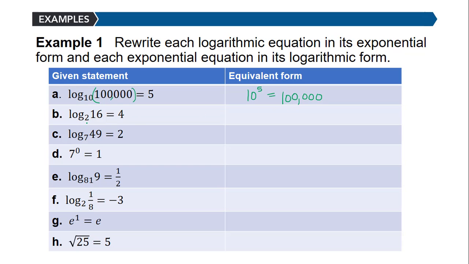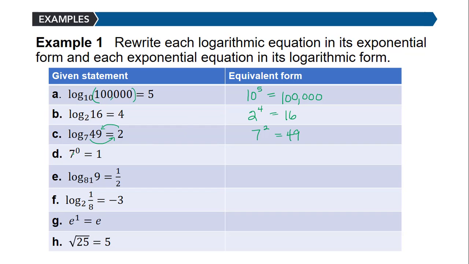Log to the base 2 of 16 equals 4. So this is saying that 4 is the exponent that 2 needs to be raised to get 16. And in the exponential form, that is 2 to the 4 equals 16. Log to the base 7 of 49 equals 2. So this is equivalent to 7 squared equals 49.